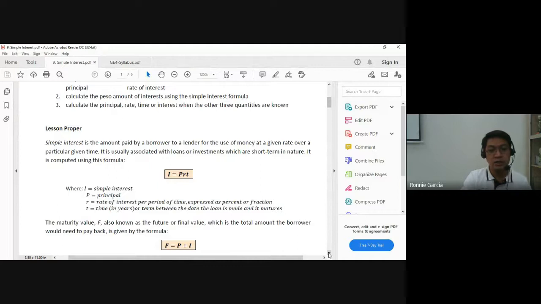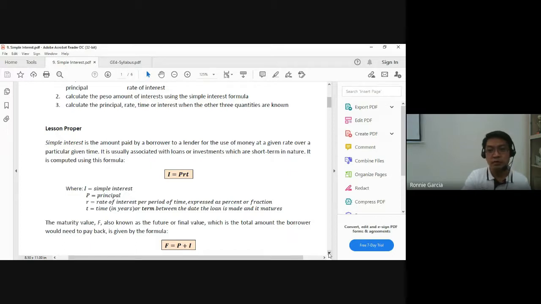So that formula I is equal to PRT will only be used if the simple interest is the unknown in the problem. Kung nangutana na siya, what is the amount of interest, so you can use that formula, I is equal to PRT. But kung ang gipangutana is what is the amount to be paid, what is the maturity value? Ang pasabot ana is pila daw imong bayaran. So dili lang kay kato nga kwarta nga imong gihiram ang imong gibayaran, kundi apil ang interest, di ba? For example, nangutang ka og 10,000 sa imong amigo.